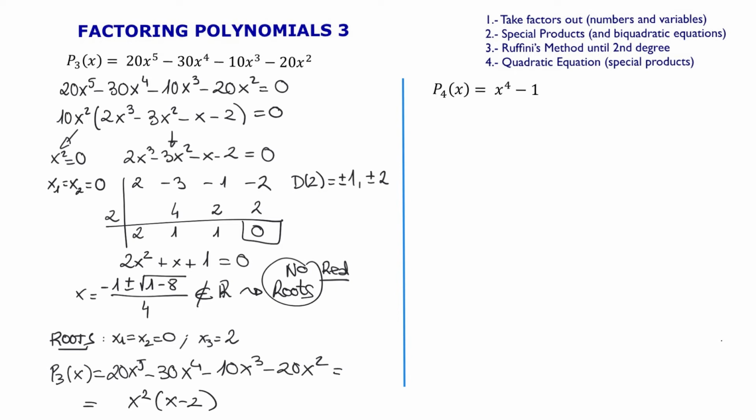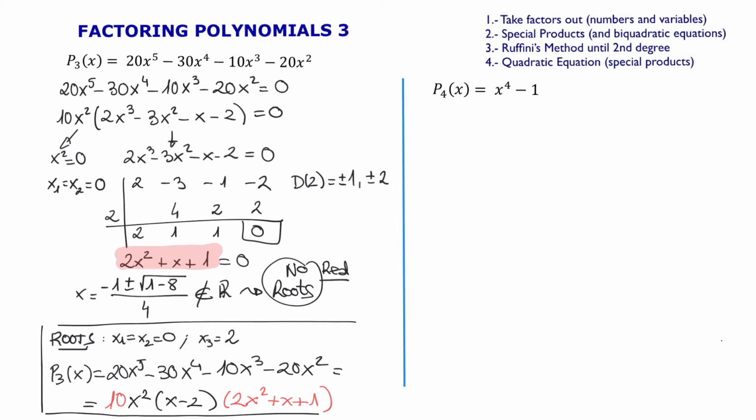And this is because we are missing this polynomial, which has no roots. So we need to add the factor 2x squared plus x plus 1. And now check again. Do we have the same degree? Yes, x squared, x and x squared, we have x to the fifth power. Do we have the same leading coefficient? 1 times 1 times 2 is 2, but we have 20. So we need to add a 10 in front of the expression. And it's done. This is the solution.